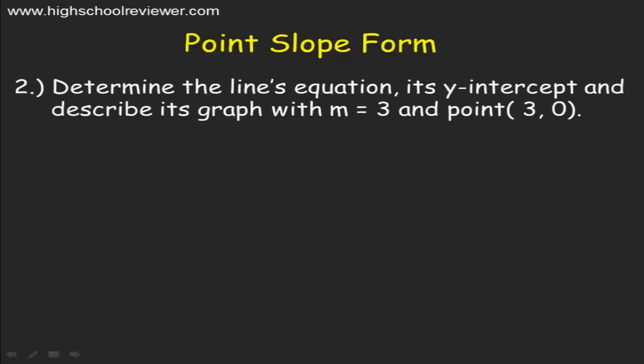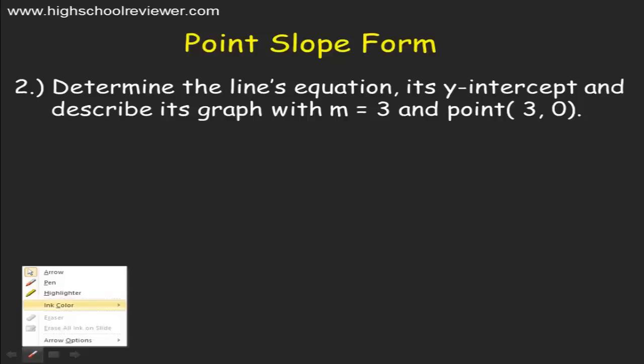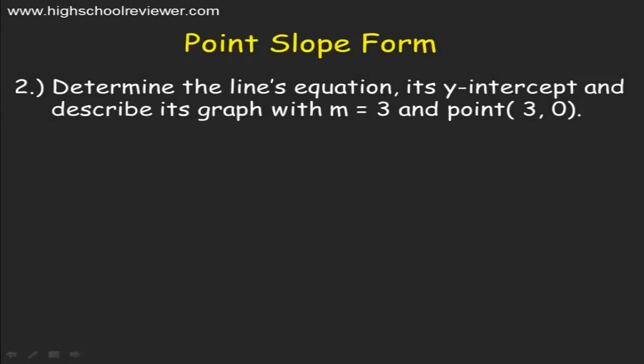Problem number 2. Determine the line's equation, its y-intercept, and describe its graph with m equals 3 and point 3, 0. So our given here, we are given a slope, which is m, and that is positive 3. And then another given is a point. Let us call this point 1 with values of positive 3 and 0. So 3 here will be our x sub 1, and 0 is our y sub 1.